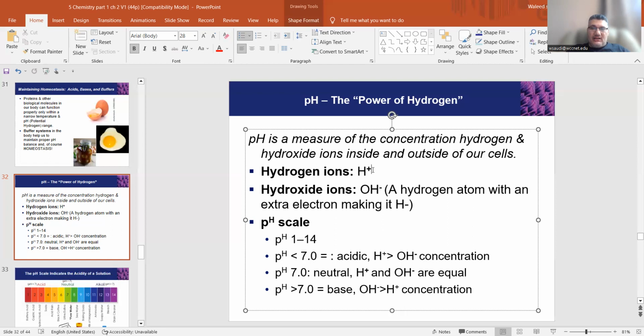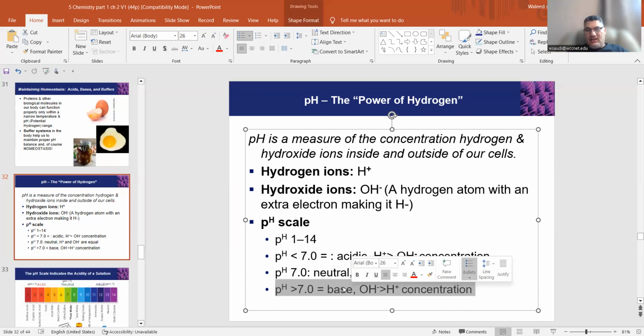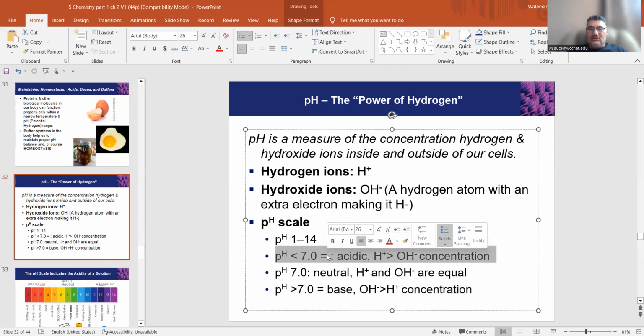That's why it looks like this, which is positive, and the hydroxide group is like this, which is negative. Obviously, it gained. And here is the range between 1 and 14. 7 is neutral. Hydrogen and OH equal. You go up, it's alkaline, meaning hydroxide is more than hydrogen. You go down, it's acidic, meaning hydrogen is more than OH.